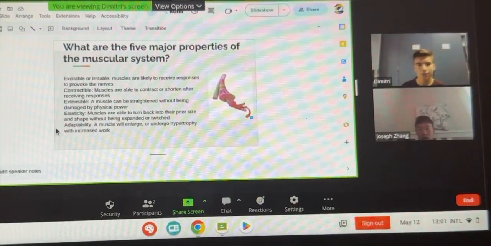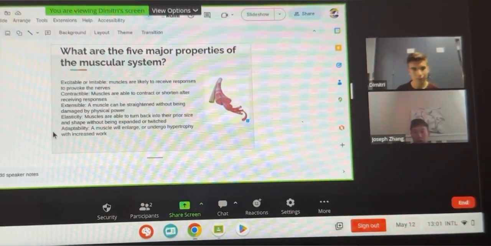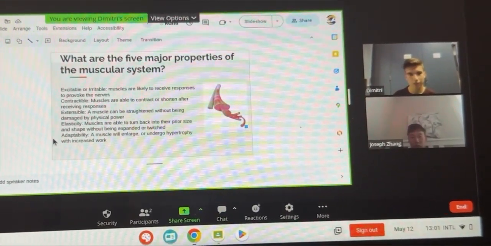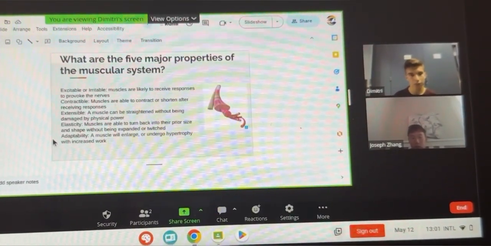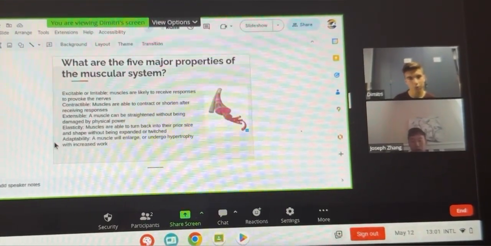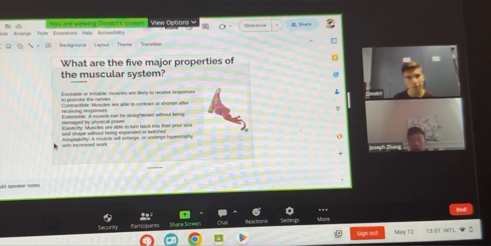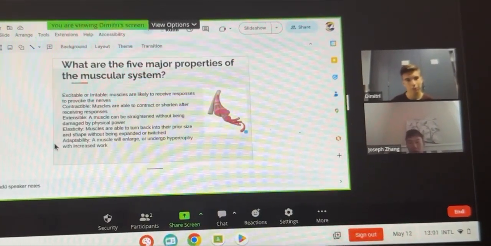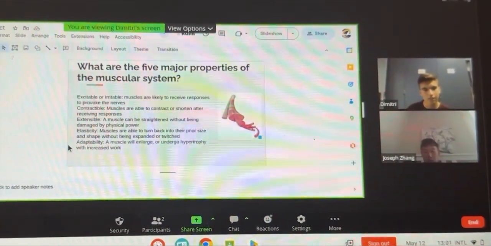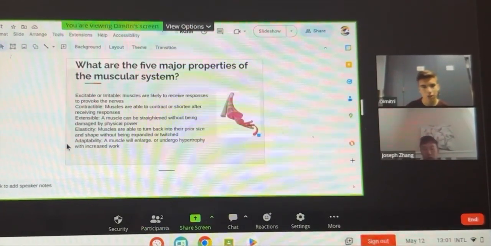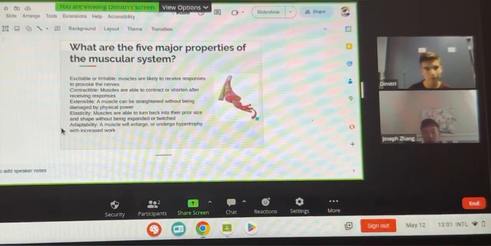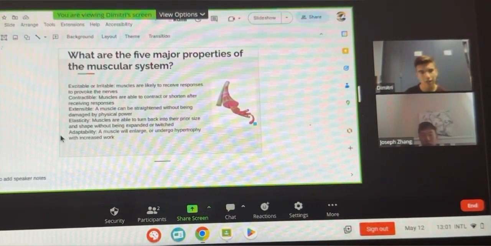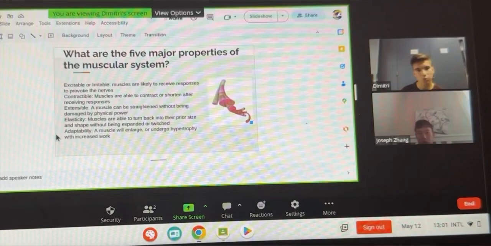There's 5 types of major properties of the muscular system: excitable or irritable, which means muscles are likely to receive responses to provoke the nerves; contractible, which is muscles are able to contract or shorten after receiving responses; and then extensible is when a muscle can be straightened without being damaged by physical power. Elasticity is when muscles are able to turn back into their prior size, and adaptability is when a muscle will enlarge.